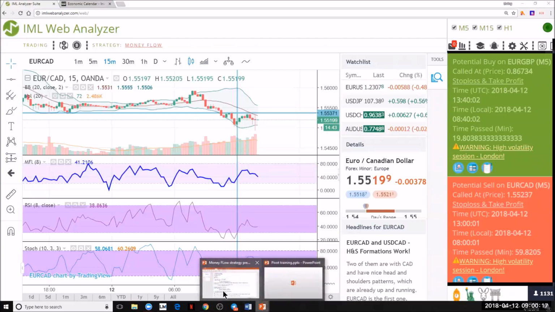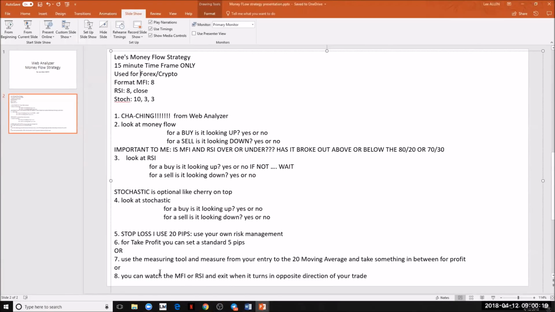I think, let me check. Did I say? Okay, yeah, for take profit, you can set a standard 5 pips if you want to, but that wasn't the purpose for this strategy. The purpose was to get more, or use the measuring tool. So that's what I showed you. And you can watch the MFI or RSI and exit when it turns in the opposite direction of your trade.